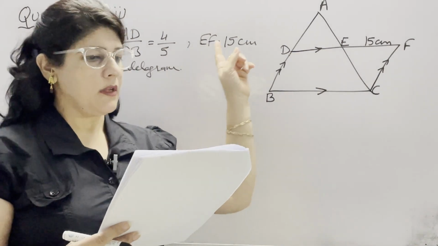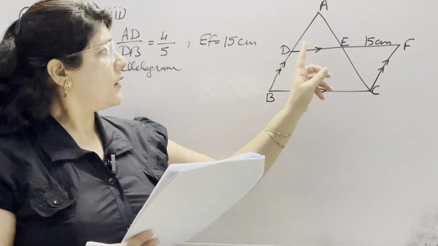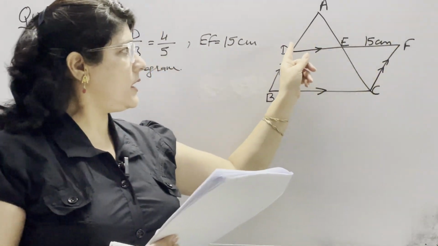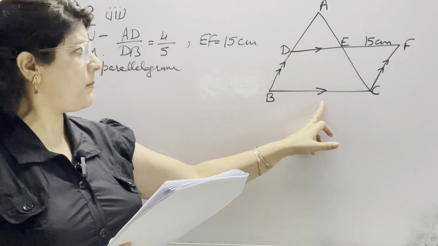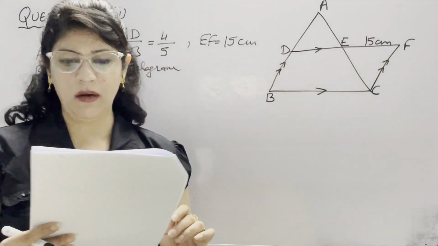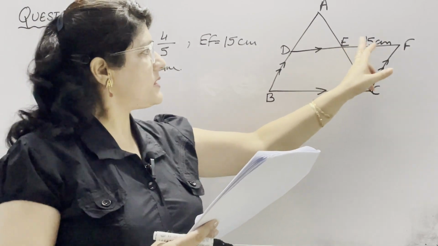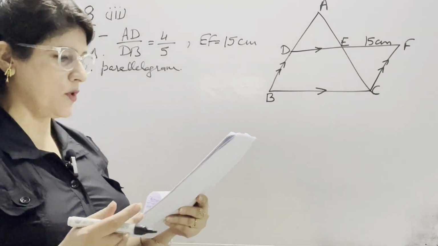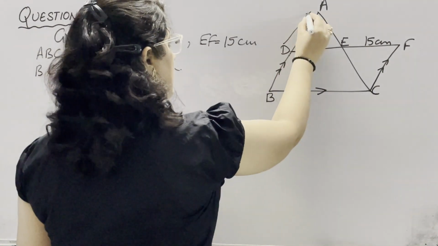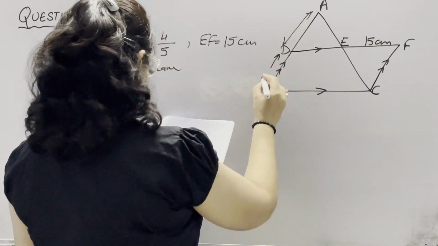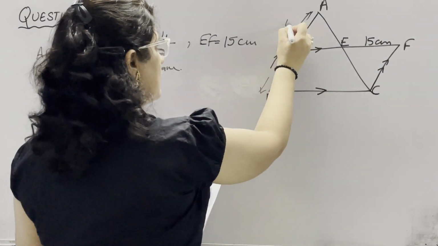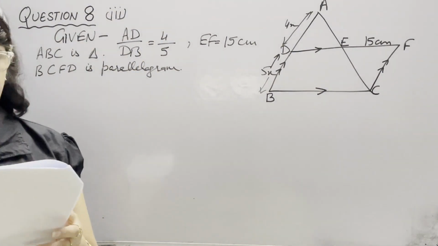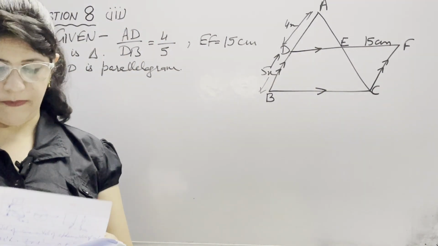In part 3, this is the diagram given. ABC is a triangle and BCFD is a parallelogram. It means these two sides are parallel and these two sides are also parallel. And EF is given as 15 centimeter. The ratio AD upon DB is given as 4:5, that is 4x and 5x. So find AE and EC.